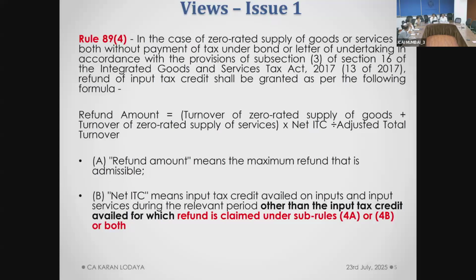If there is a specific provision of 4B, then how can I get refund under 89.4? Wouldn't that specific provision for advance authorization overrule 89.4? So they should have stated, notwithstanding anything contained, that if you are claiming the refund under 89.4B, then it is compulsorily under 4B only, not under 4. Some provision like that should be there, no? So they have not stated like that.